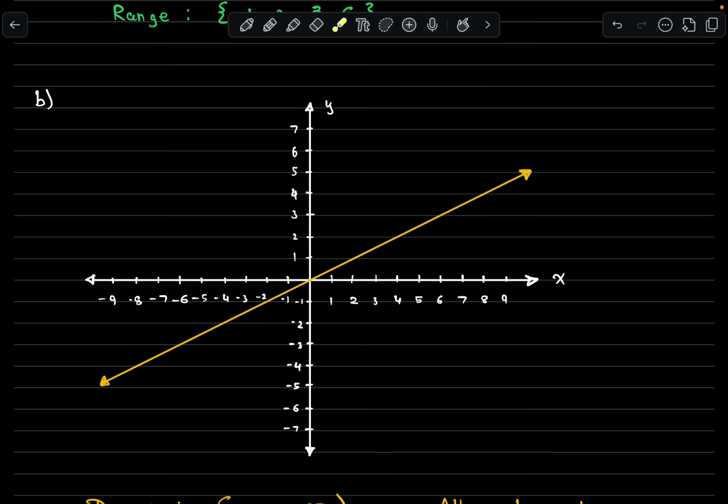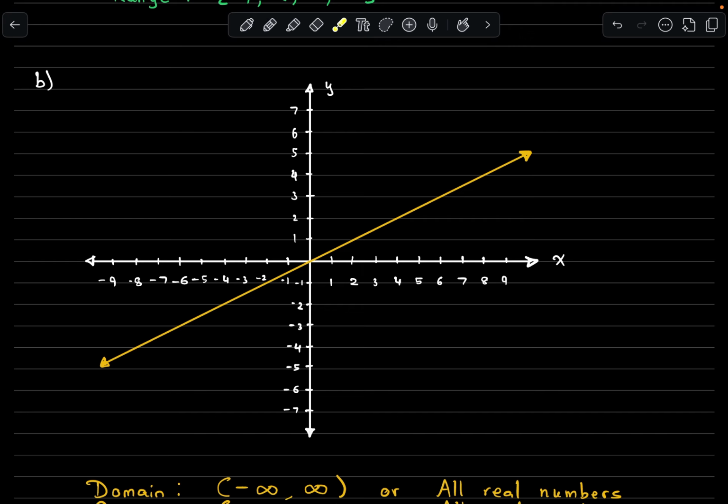Okay, so our domain, well, we're running all the way to the left over here out to negative infinity, and we're running all the way to the right here up to positive infinity. So our domain is simply going to be negative infinity to positive infinity, or all real numbers.